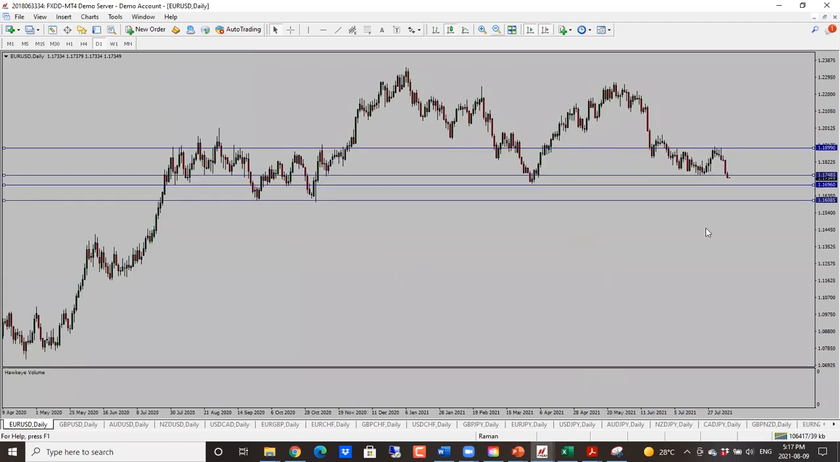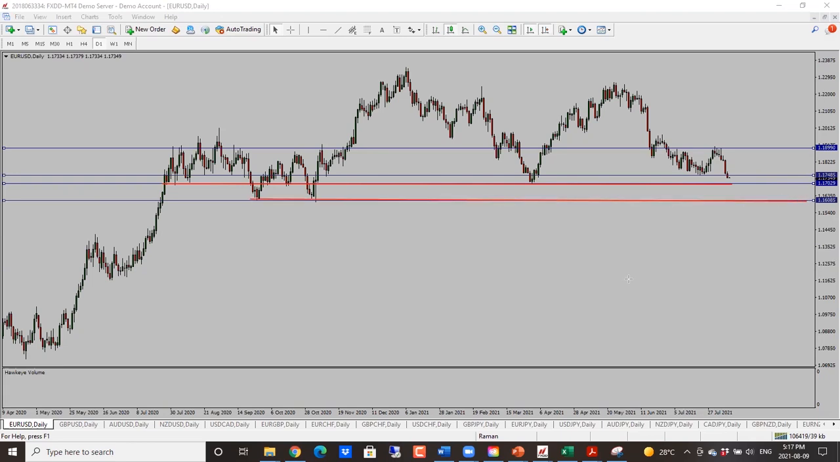In terms of our targets, let's take a look. The first is 1.1700, which is the next major support resistance level. This is the level where price has just struggled previously, and also in 2020 this is the level where it bounced off several times. So we'll keep this in mind. This is an important support resistance level. So 1.1700 is the first one.